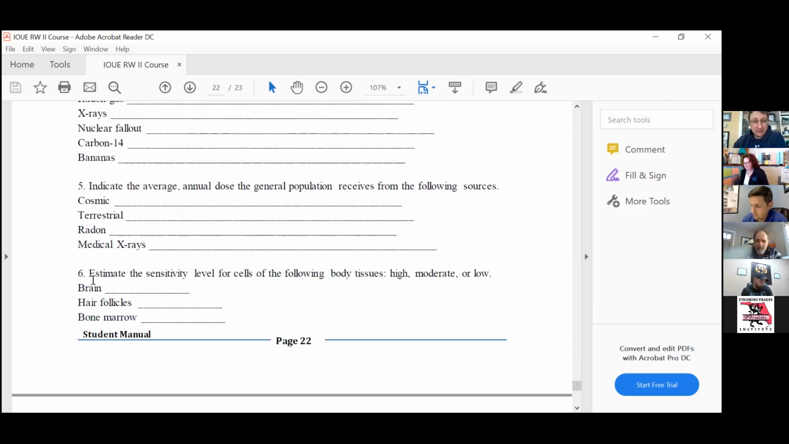Indicate the average annual dose the general population receives from the following. Cosmic, we have 28 millirems a year. Terrestrial was also 28. Radon, we had 200. And then medical X-rays, we had a discussion about this because the medical field was 300, but it was broken down and we couldn't find anything that specifically said X-ray, but it said 40 on that sheet that we had.